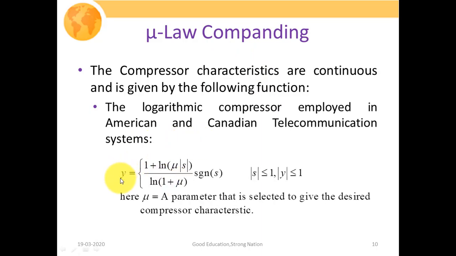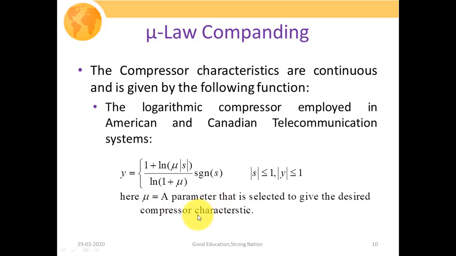The normalized output of our compressor would be given as ln of 1 plus mu times the normalized value of the input signal, divided by ln of 1 plus mu, times sine of s, where s is our normalized signal. This is the sine of our input signal, calculated in a similar manner to what we discussed earlier. That is, for a positive value of the signal, the sine of s value is +1, for a negative value it is -1, and for a zero value of our signal, its value is 0. Again, mu is a constant. Mod of s basically represents the normalized value of our input signal, and y is the normalized value of our output signal or the compressor output.